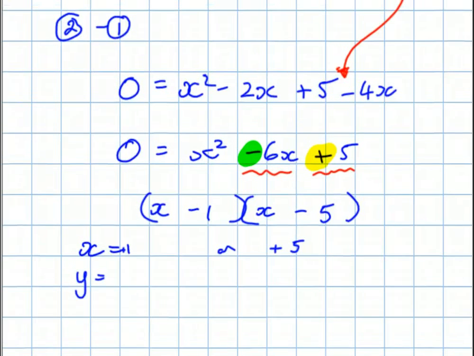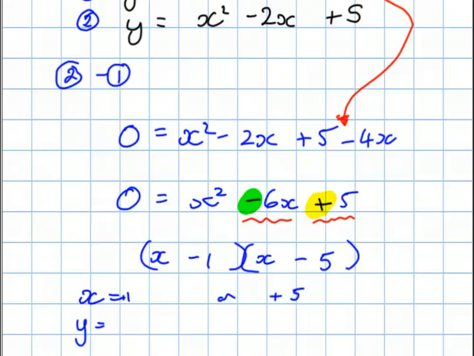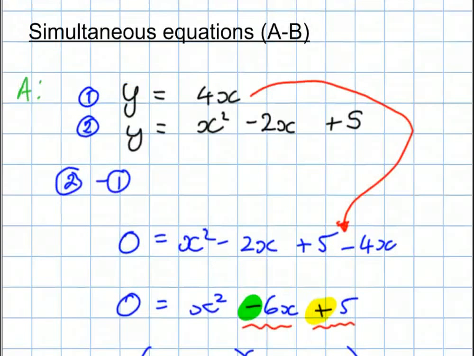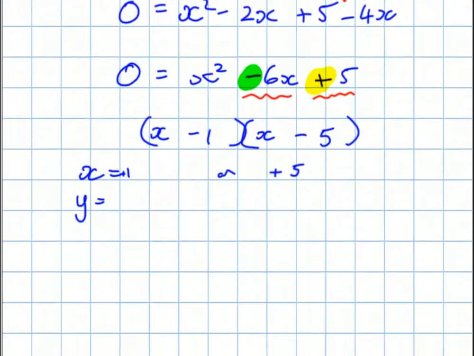Now, what we do is we go back to equation 1. Let's have a look at this. Y is equal to 4 times x. So y is equal to 4 times whatever x is. So when x is 1, y is 4. And when x is 5, y is 20.